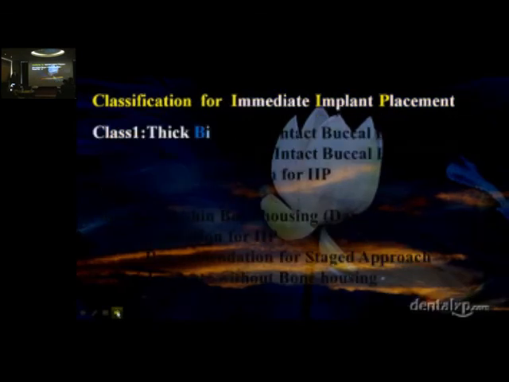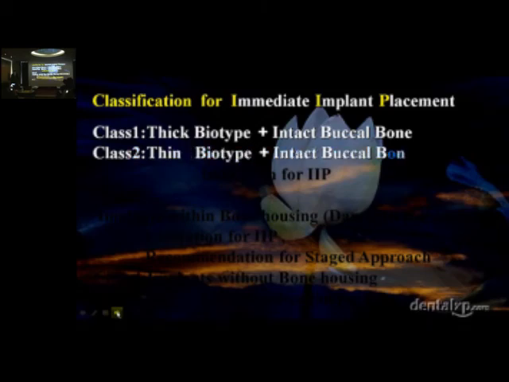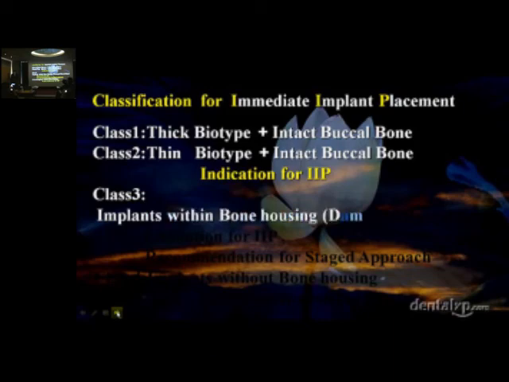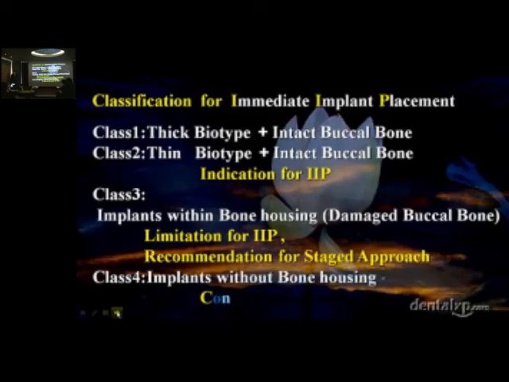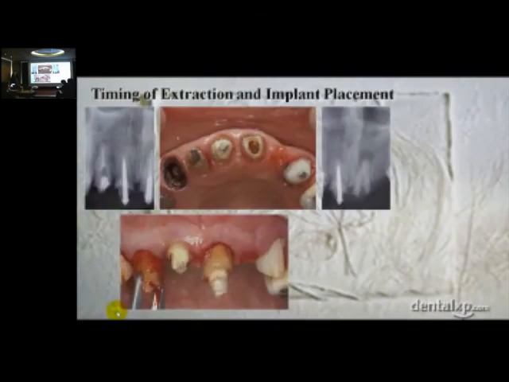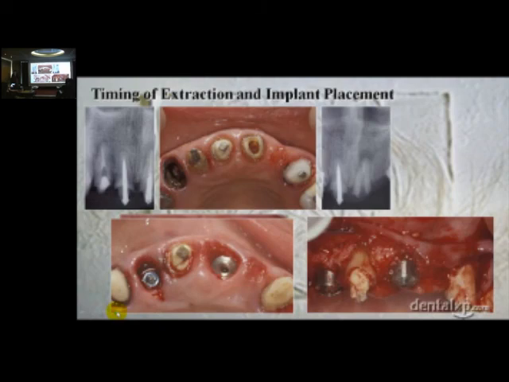Now we can see the classification of immediate implant placement again. Class 1 and Class 2 are indications for immediate implant placement. We can preserve the buccal bone at the implant site. Class 3 is a limitation for immediate implant placement. Class 4 is a contraindication. Basic understanding of the indications and classification for immediate implant placement. How was this case treated?